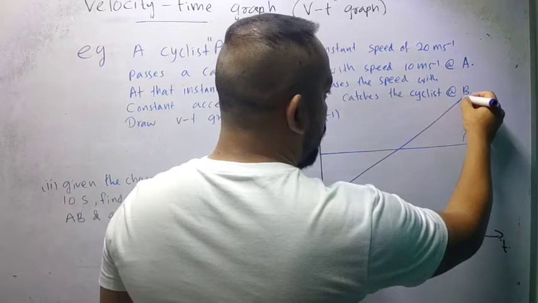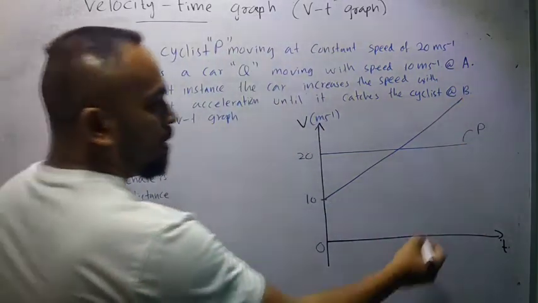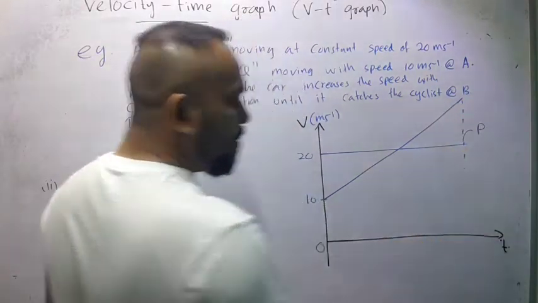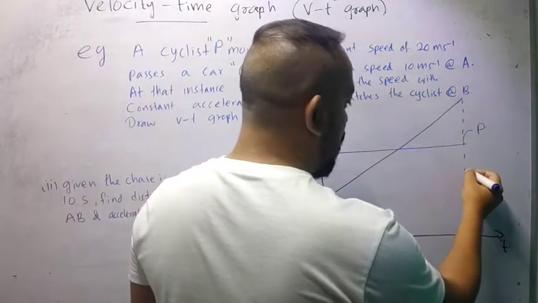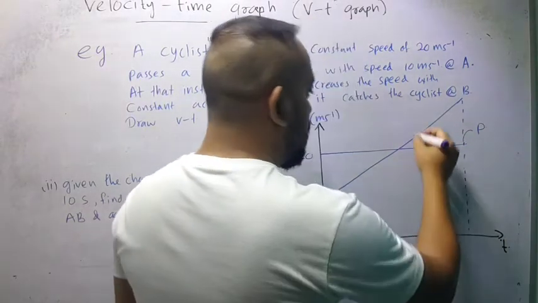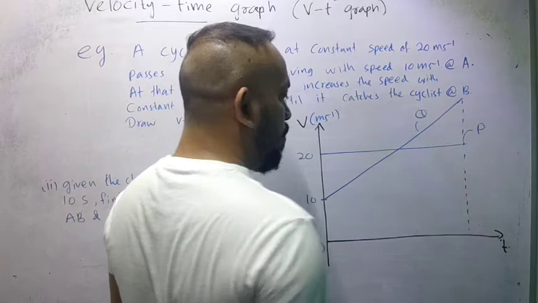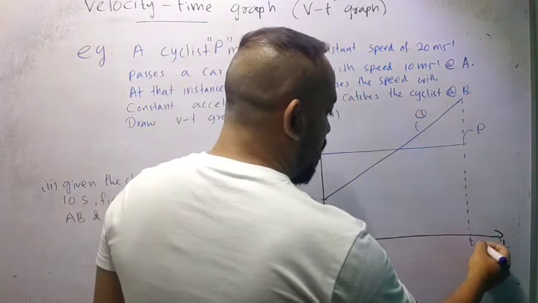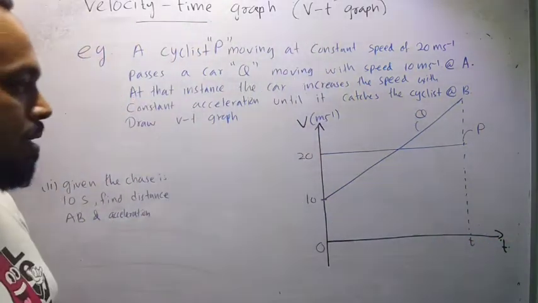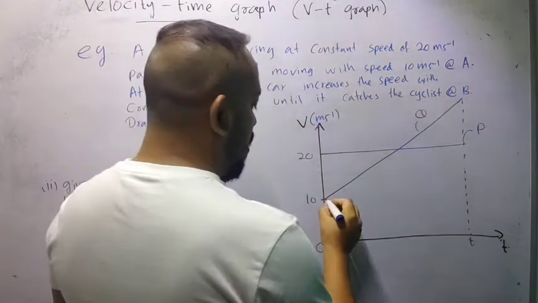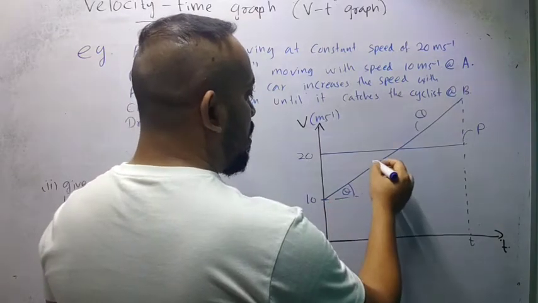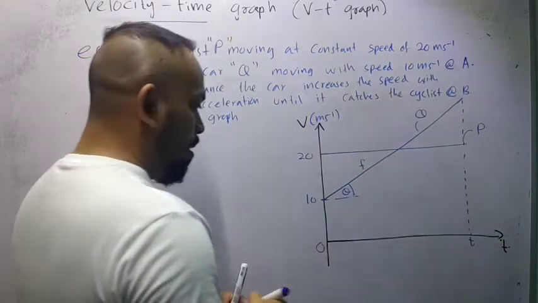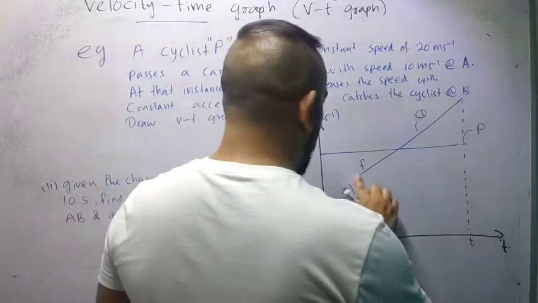Let's say at time t, we cannot draw distance on this diagram. Distance is obtained as a result of this diagram. So this is for Q. And let's say at time t we made the chase, right? So this is the overtake. Let's take this angle theta, and acceleration is taken to be F. Let's use another color.